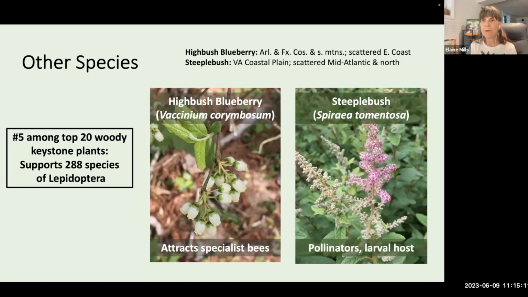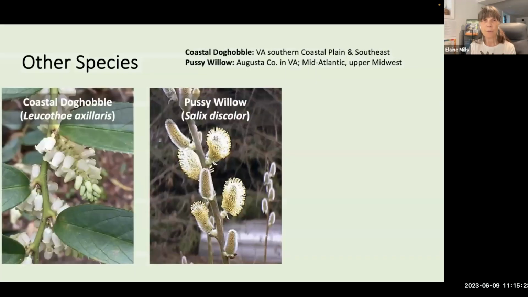Steeplebush, Spirea tomentosa, doesn't have much in the way of nectar, but it still attracts pollinators that are going to make use of its pollen, and it also serves as a larval host. Coastal dog hobble, Leucothoe axillaris, is notable because this is a shorter evergreen shrub. It has a very attractive fountaining habit and these lovely early blooming urn-shaped white flowers. They provide nectar and pollen for bees and butterflies. And that foliage in the winter time takes on kind of a coppery color, very attractive.